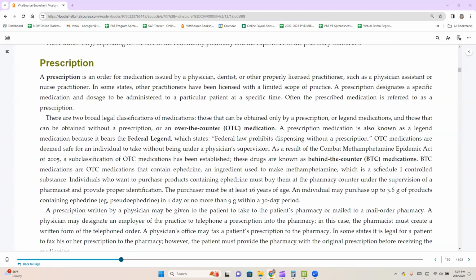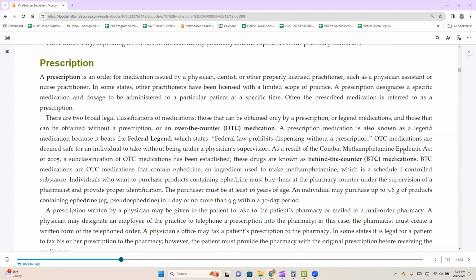A prescription is an order for medication issued by a physician, dentist, or other properly licensed practitioner, such as a physician assistant or nurse practitioner. In some states, other practitioners have been licensed with a limited scope of practice. A prescription designates a specific medication and dosage to be administered to a particular patient at a specific time. Often the prescribed medication is referred to as a prescription.